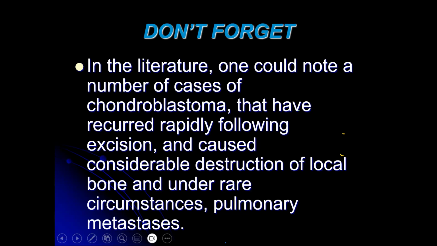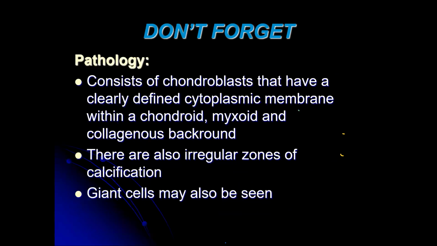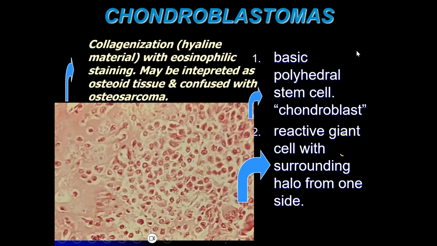Don't forget, in the literature, one could note a number of cases of chondroblastoma that have recurred rapidly following excision and caused considerable destruction of local bone, and under rare circumstances, pulmonary metastasis. The pathology consists of chondroblasts that have a clearly defined cytoplasmic membrane within the chondroid, myxoid, and collagenous background. There are also irregular zones of calcification. Giant cells may also be present. This is a chondroblastoma, and you have to know a bit about the pathology.